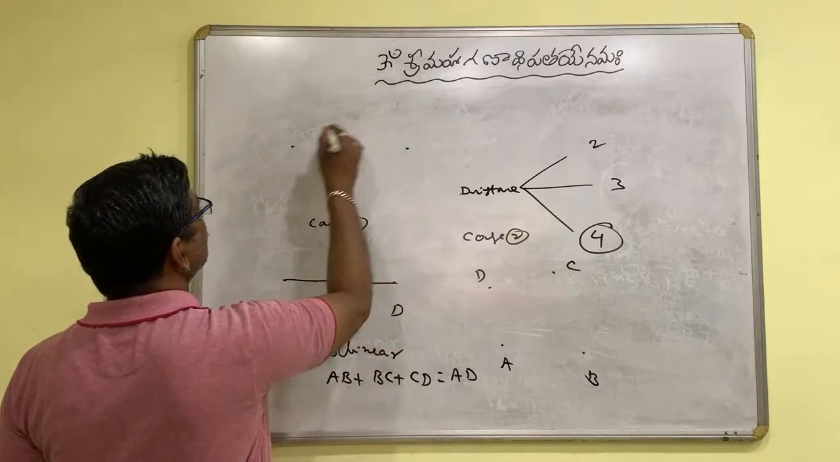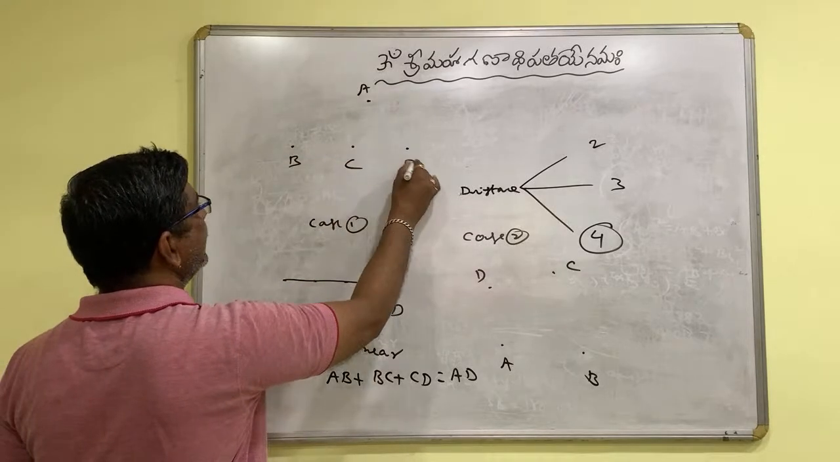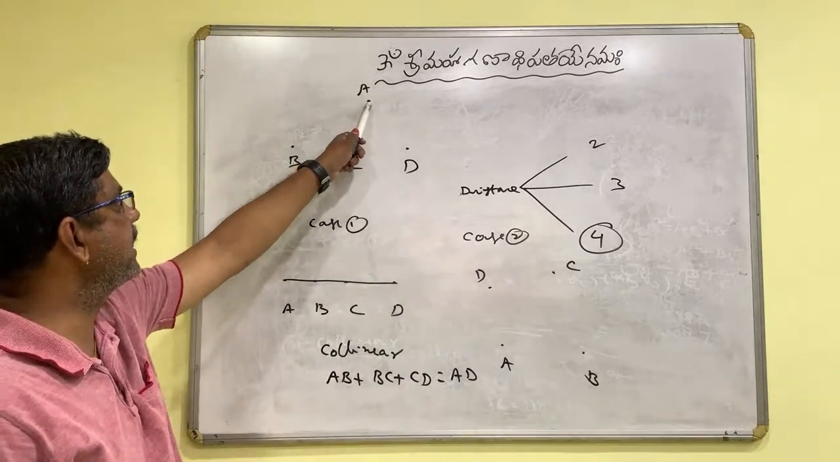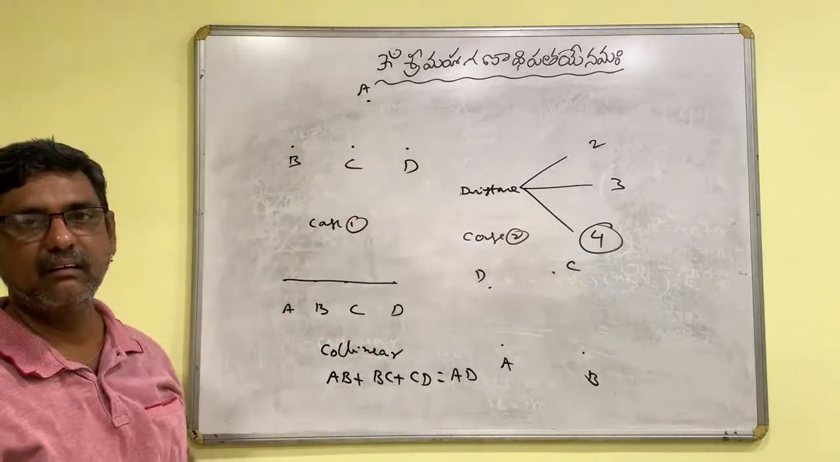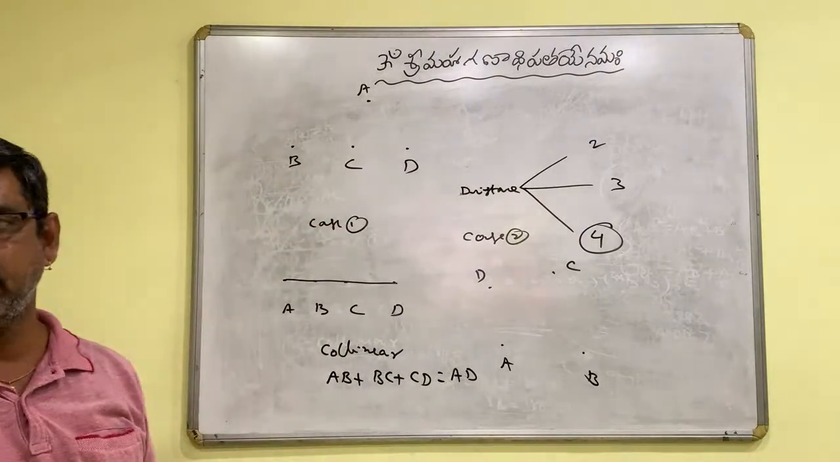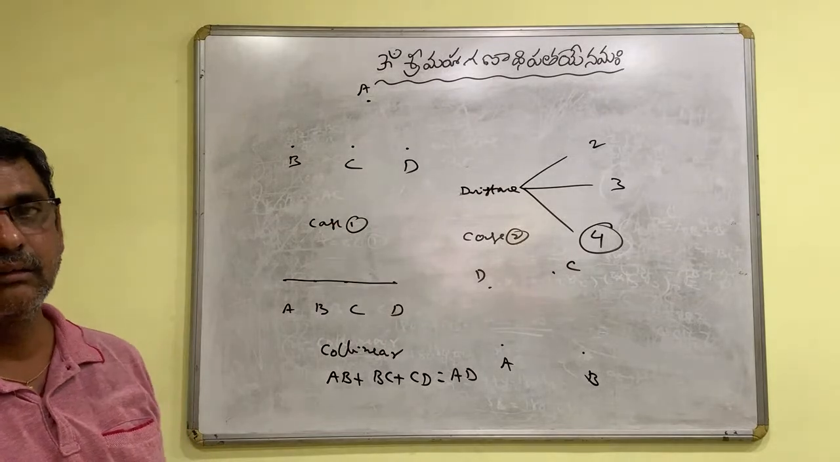If 4 points are like this, A, B, C, D, clearly you can observe here that B, C, D are on the same line. Okay na?